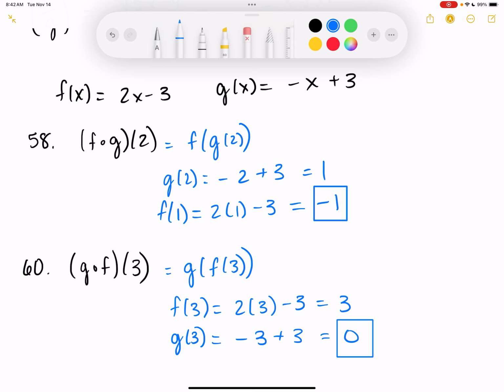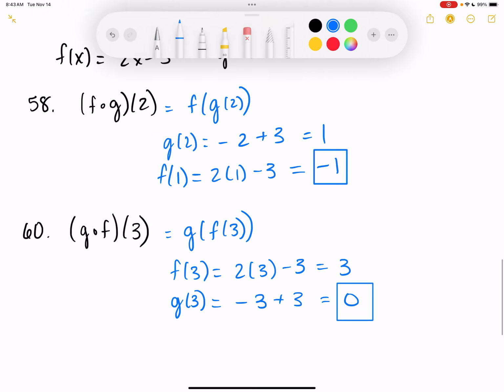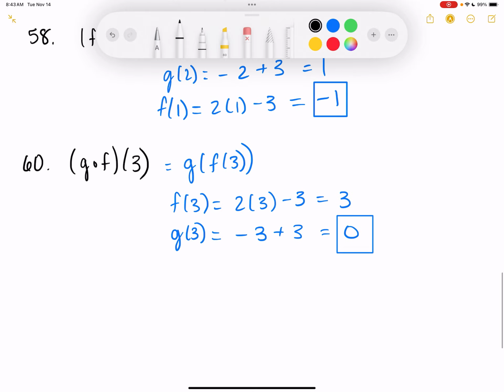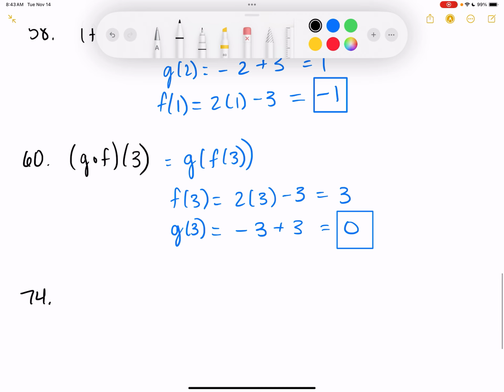Now, sometimes they don't give you a number to plug in. So like 73 through 88, they don't give you a number to plug in. It's just a function into a function. And they want f of g of x and g of f of x for each one. So 74, f of x is equal to 8x plus 12. G of x is equal to 3x minus 1.